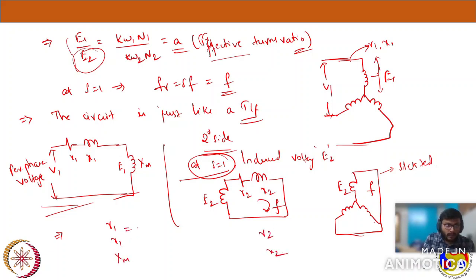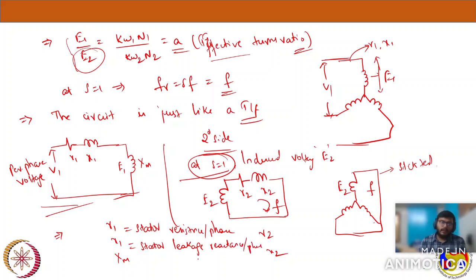R1 is the stator resistance per phase. X1 is the total stator leakage reactance per phase. All quantities are per phase. Even if I forget writing per phase, it is per phase only, so you have to make sure of that. XM is the magnetizing reactance.